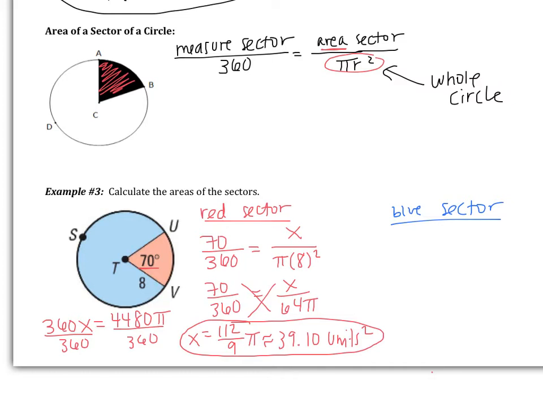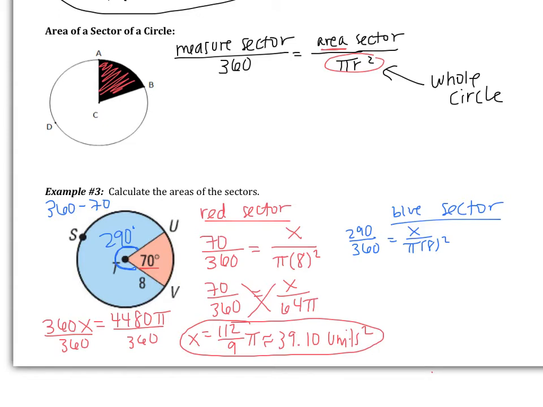Now we also have to find the blue sector. It's going to be very similar. This time we are not given this measure. Well, remember that the entire circle is 360. So if I take 360 and I subtract 70, I know that this blue measure is going to be 290. So I have 290 over 360 equals x over pi times 8 squared.